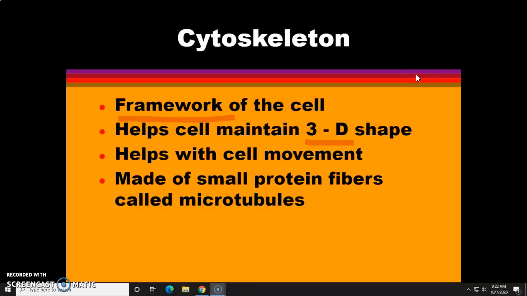Then we have the cytoskeleton. It's a framework, a 3D shape. It keeps the cell from just collapsing like a bowl of Jell-O. It helps with cell movement, and it's made of small protein fibers called microtubules.